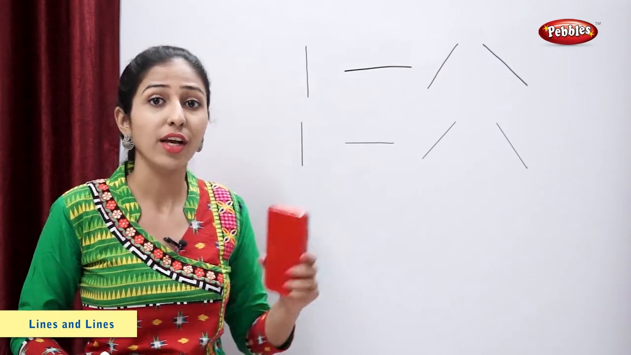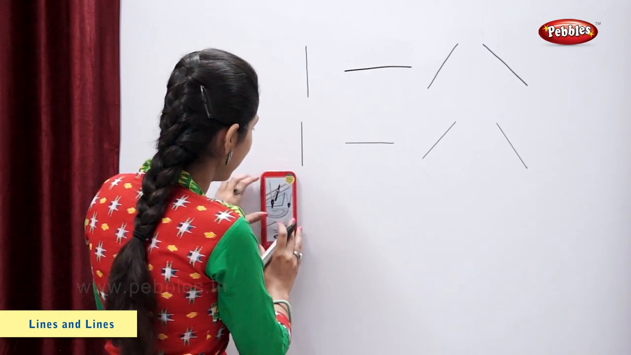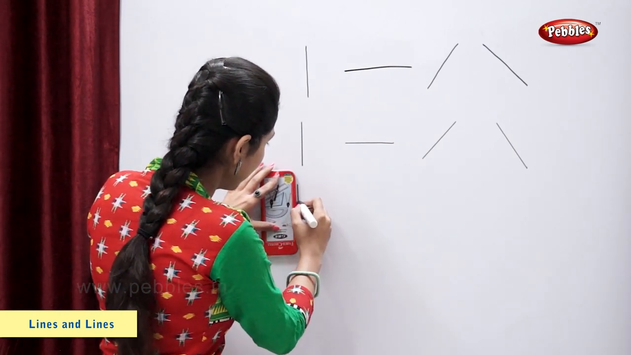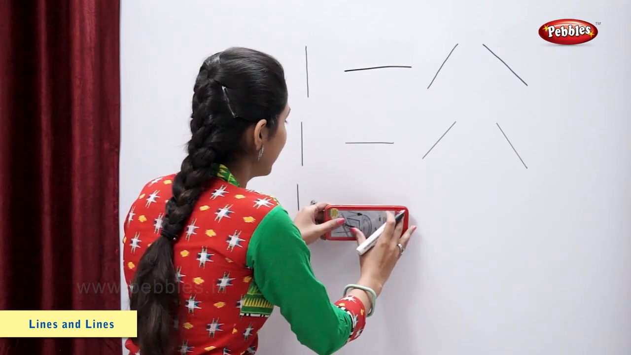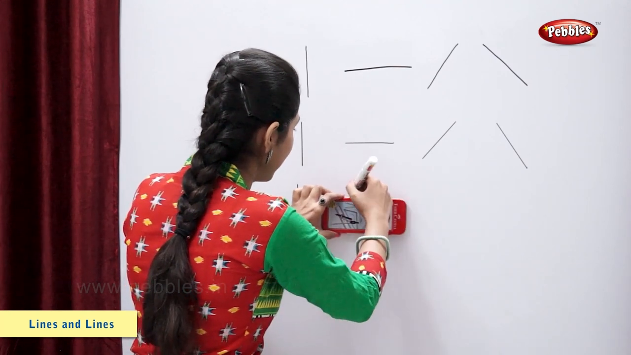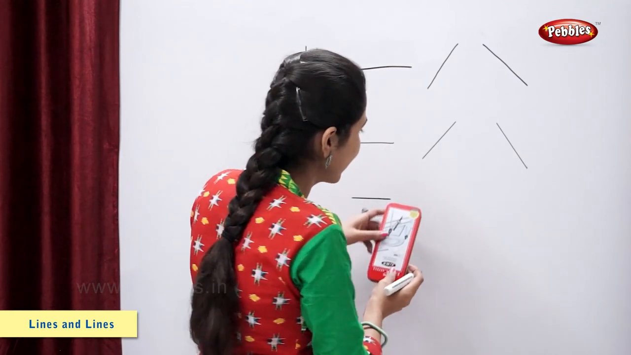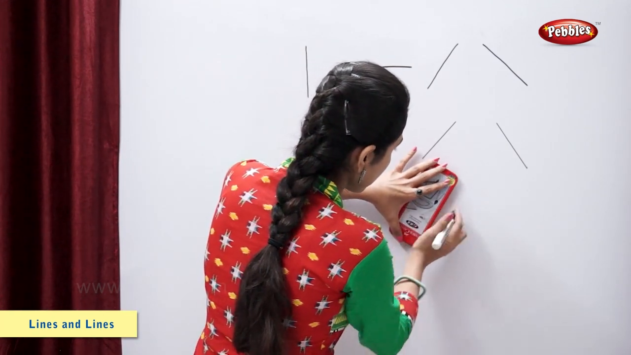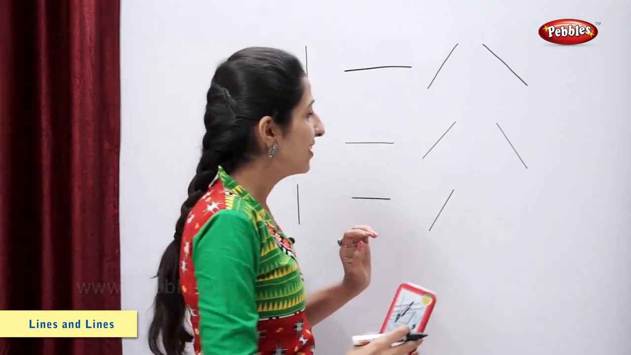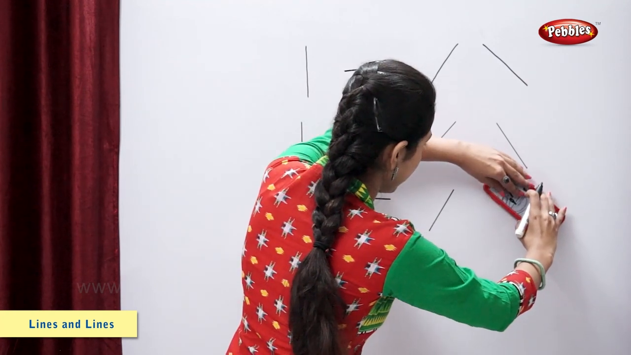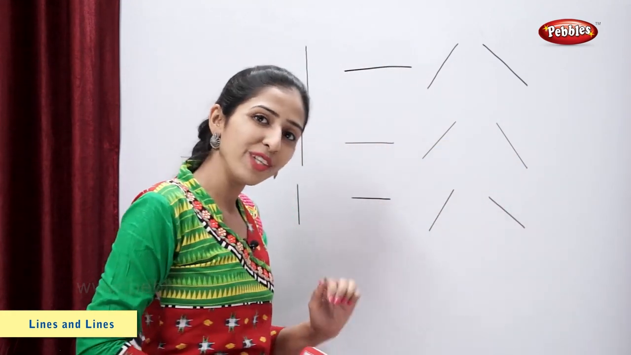Let's draw some lines using compass box. Standing line. Sleeping line. Slanting line. One more slanting line.